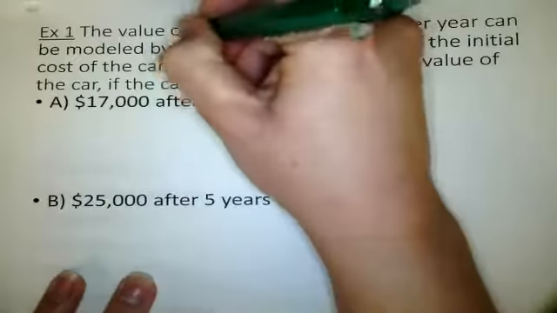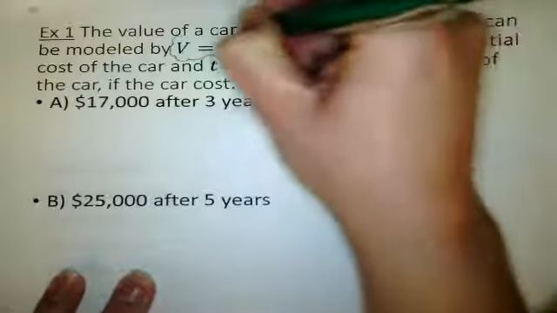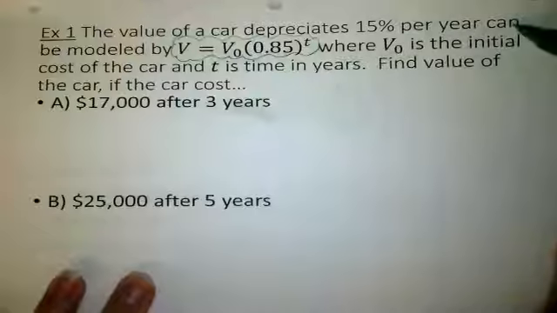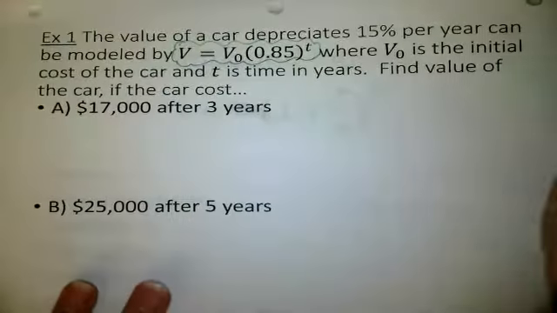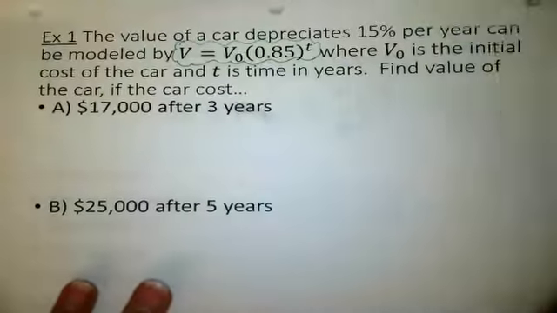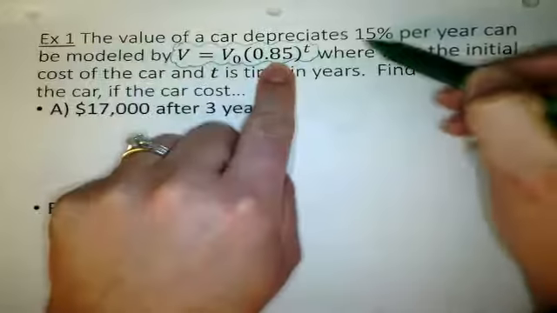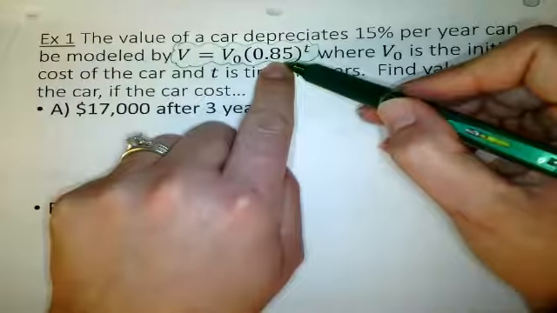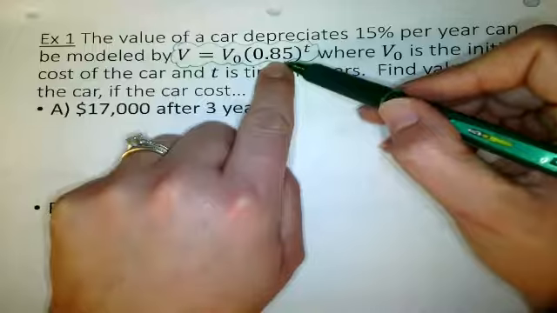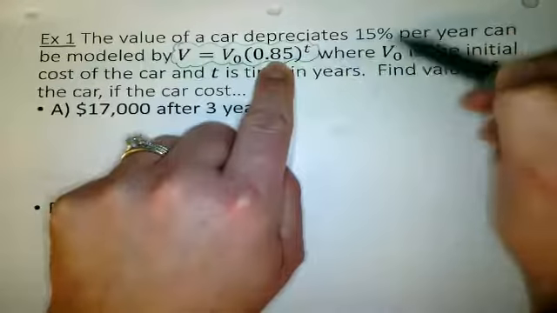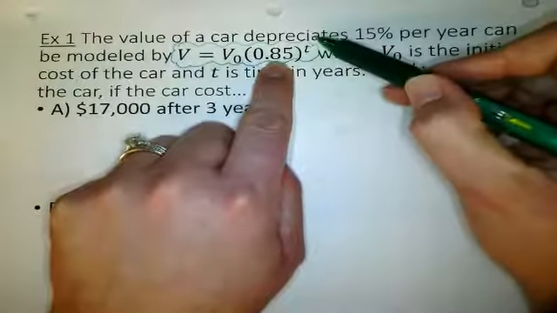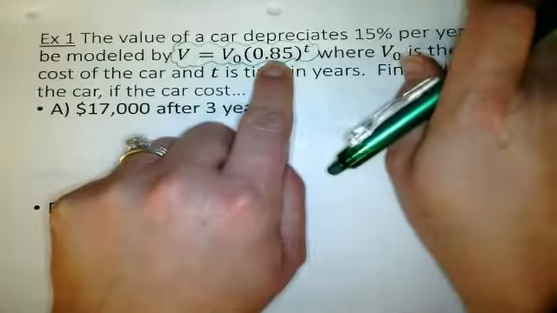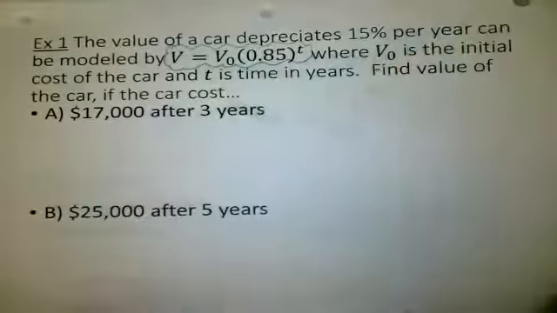But the important thing here is that they're giving us a model. And when you're given a model, you're going to use the model. All this extra stuff, 15% per year, is extra information. They gave you a model, so that's what we're going to use. Now, if you'll notice, 15%, how did we get 85? It's 100% minus the 15% because it's depreciating. So this is what we're retaining, 85%. So that's where the 85 came from.